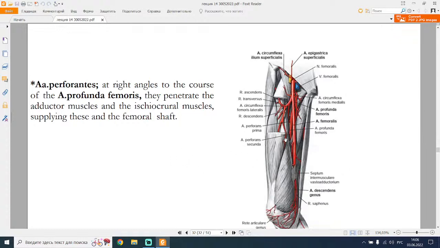Rami perforantes. They run at right angles to the course of the arteria profunda femoris. They penetrate the adductor muscles and ischiocrural muscles, supplying these and the femoral shaft. Arteria perforans prima, arteriae perforantes, many arteriae perforantes.